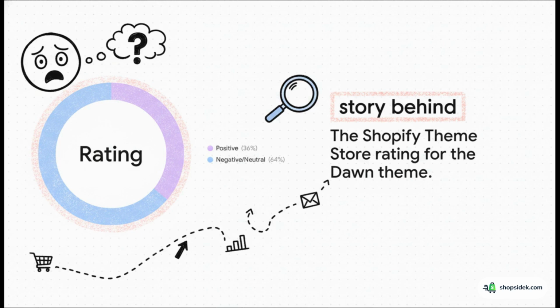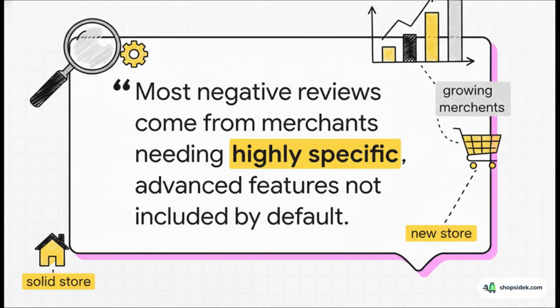And you know what? That's a totally fair reaction. But there's a really interesting story behind this number. And this is the key. This is why. The negative reviews aren't because the theme is buggy or slow. They're almost all from merchants whose stores have grown, and now they need really specific, advanced features that Dawn intentionally leaves out to keep it fast and simple. For a new store, these just aren't problems you're going to face. It's all about a solid foundation over niche extras.